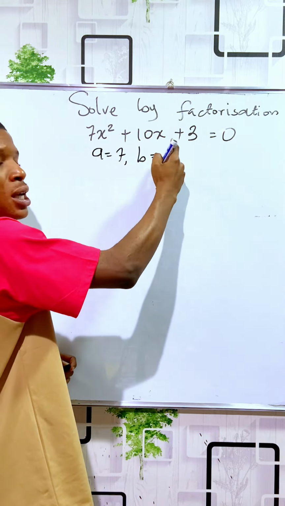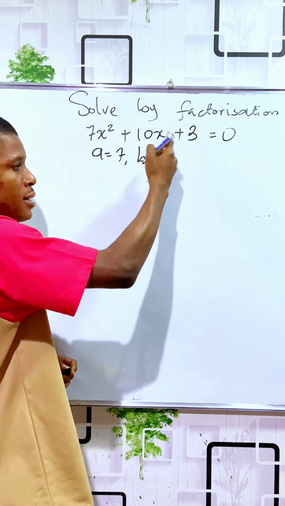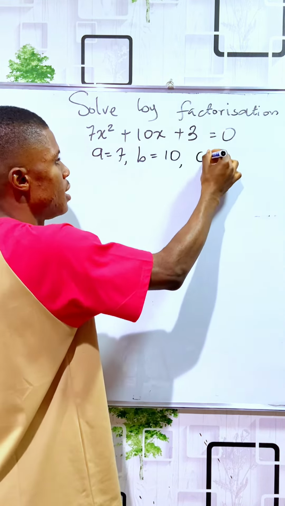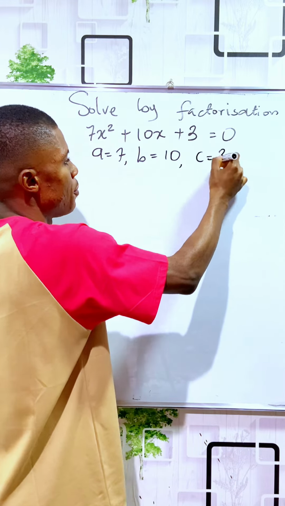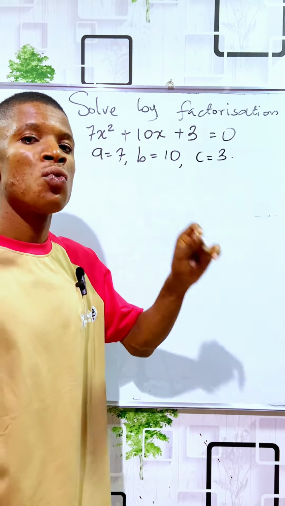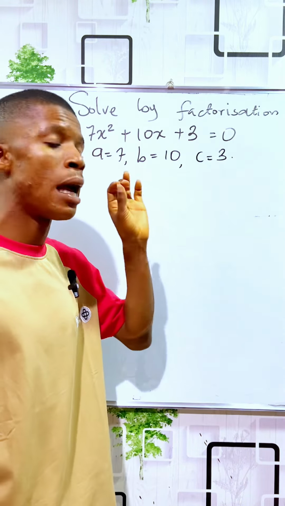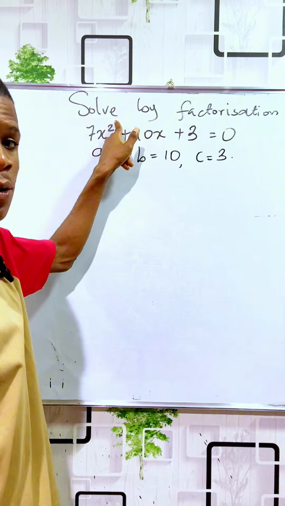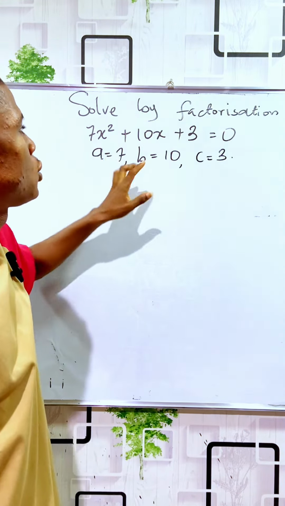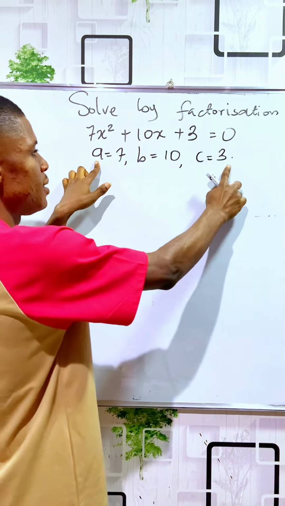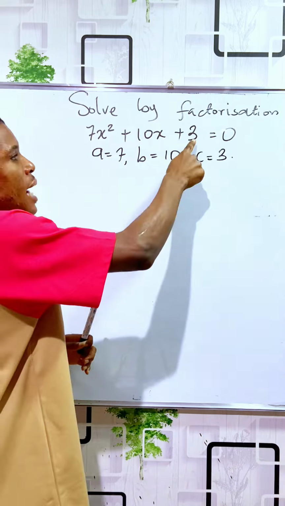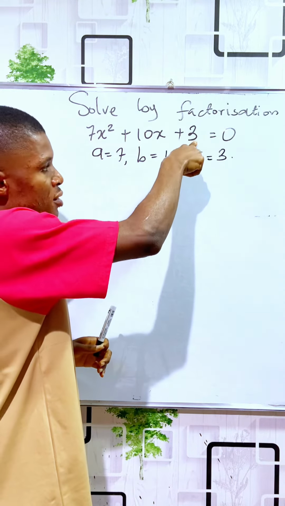B is the coefficient of x. The coefficient of x is what? 10. And c is the constant, which is the last term, and is equal to what? 3. Okay? But before we factorize a quadratic equation where the leading coefficient of x squared is more than 1, here we have 7, all we have to do is to multiply a and c. That is the coefficient of x squared and the last term, 3, or c.